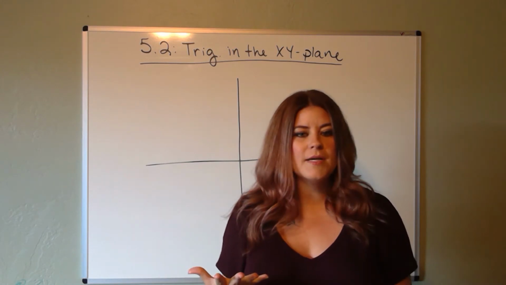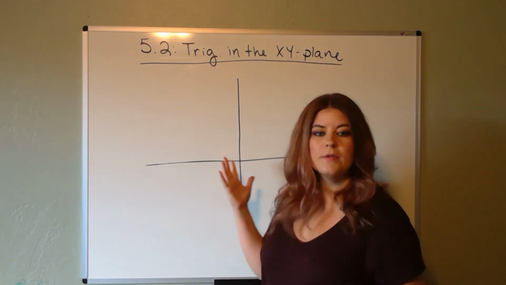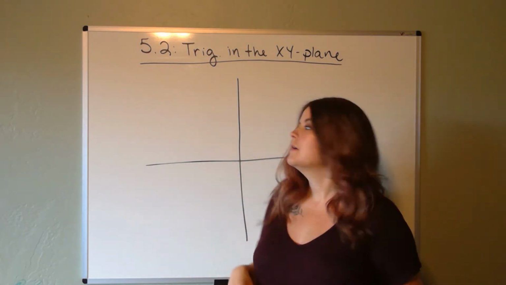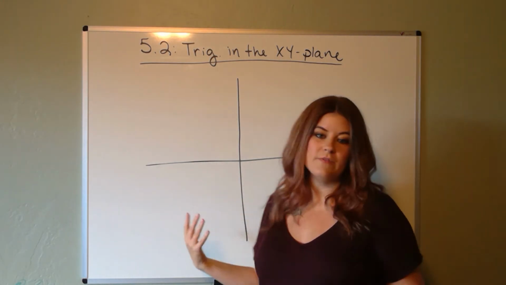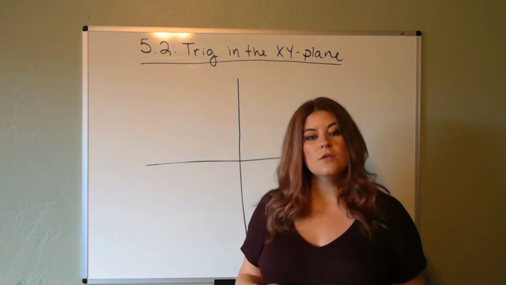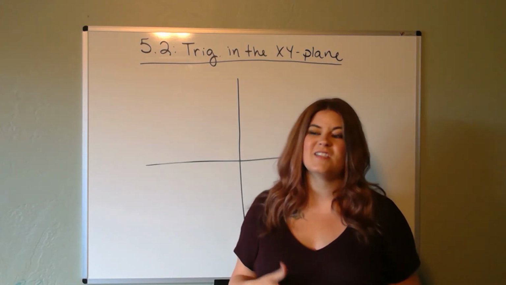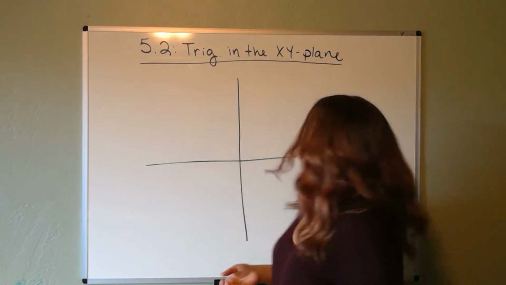Because you can't have a right triangle with an angle that's greater than 90. But we know there's tons of angles greater than 90. We've got 180 and 360 and 270. We've got tons of angles that we need to find trig functions for. So that's where our right triangle explanation kind of breaks down, and we want to get into the xy plane.